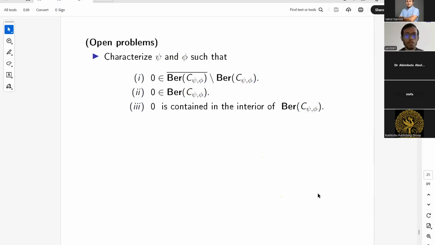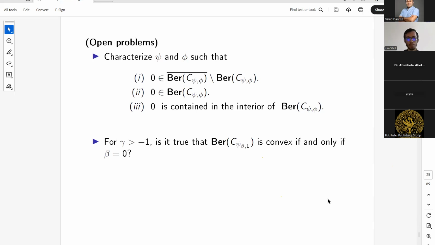Now I will discuss some open problems, and the previous results motivate us. The first problem is to characterize all those psi and phi such that 0 belongs to the closure of the Berezin range of C psi phi, but 0 does not belong to the Berezin range of C psi phi. Then characterize all those psi and phi such that 0 is contained in the Berezin range of C psi phi. And the third problem is to characterize all those psi and phi such that 0 is contained in the interior of the Berezin range of C psi phi.